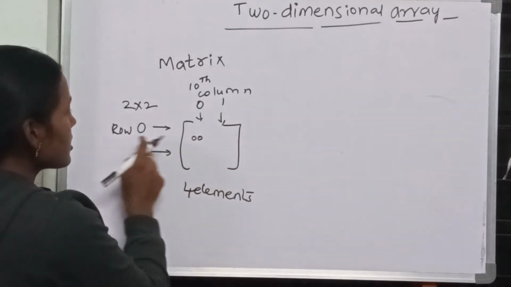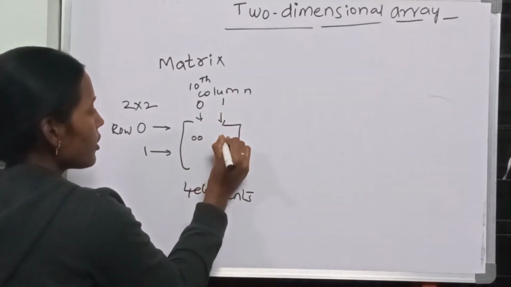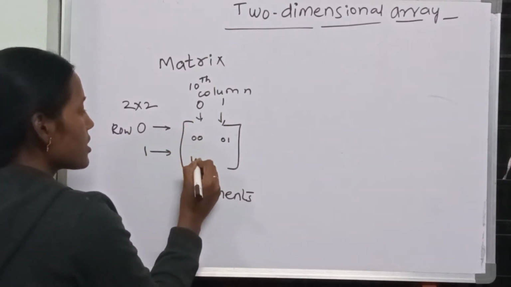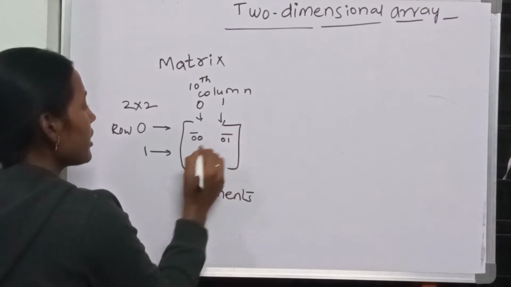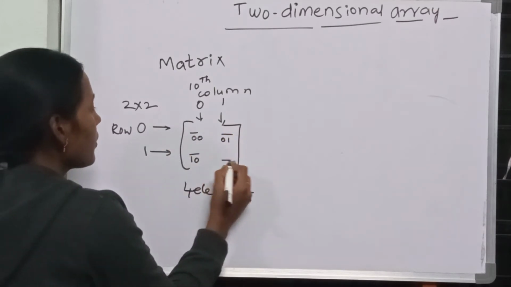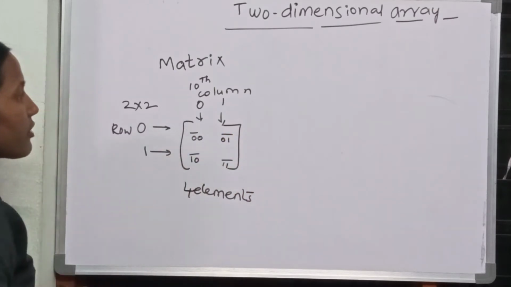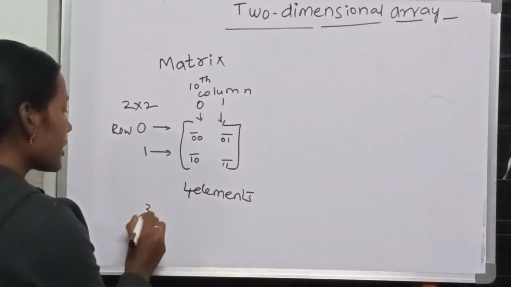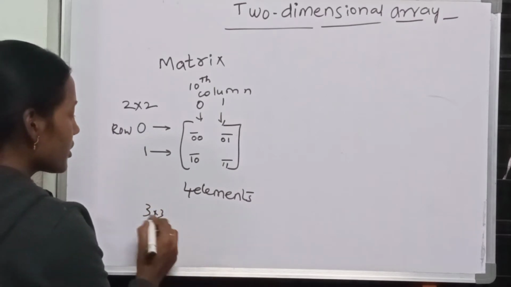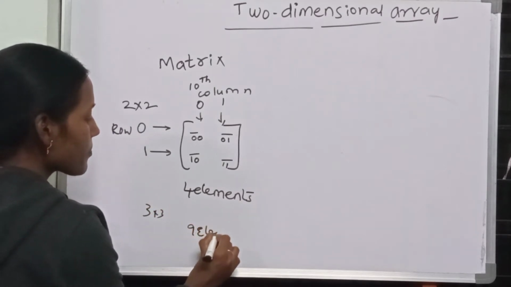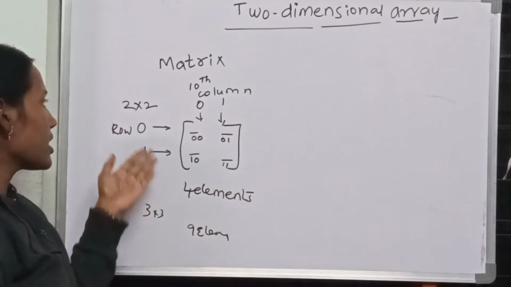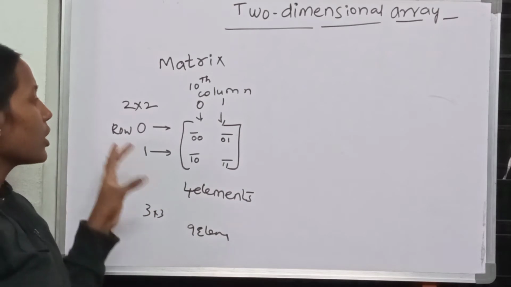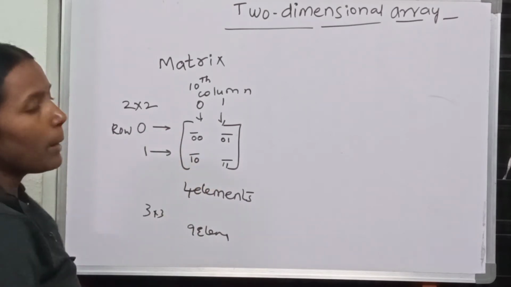The next element is 0 row, column 1. Next, 1 row, 0 column. Right, here the last element will be stored at 1 row, 1 column. So this is a way of representing a 2 by 2 matrix. If you have a 3 by 3 matrix, 3 into 3, 9 elements will be there. Okay. So if you understand a 2 by 2 matrix, then you can easily understand a 3 by 3 matrix. Now this is a way of representing a matrix.